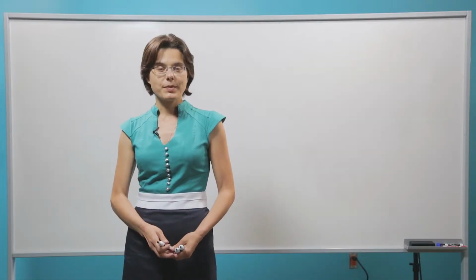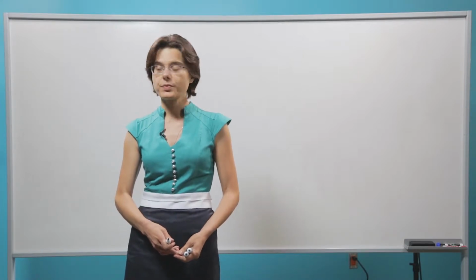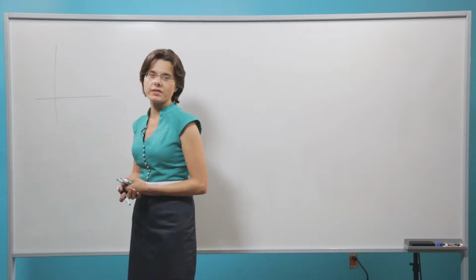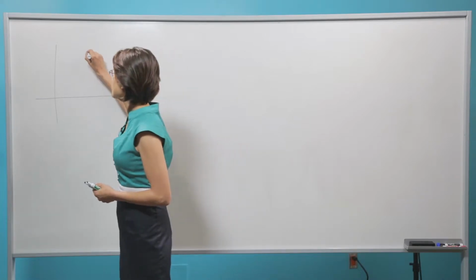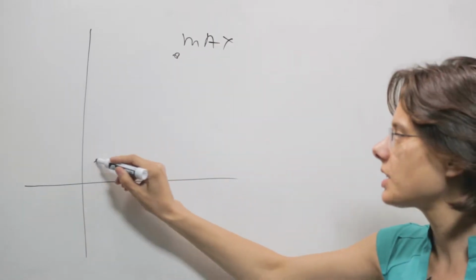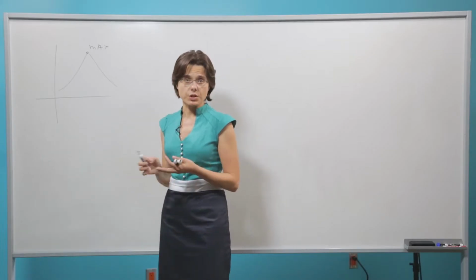Hello and welcome back. In this tutorial, we will study properties of the second derivative of the function. When we studied first derivative, we figured out that first derivative will give us understanding where a function has maxima and minima points. Let's say we have some maxima point in here, and we know that function will be increasing to this point and then decreasing.